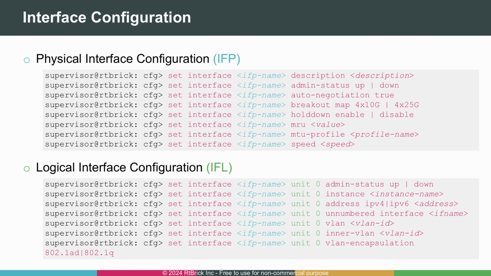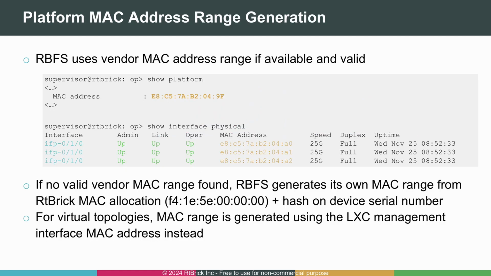In addition to VLAN settings, defining the IPv4 or IPv6 address is particularly important at this stage. Now, let's take a brief detour into MAC addresses. Each Ethernet interface on a switch has a unique layer 2 MAC address. RBFS uses the manufacturer's MAC address range, if available and valid.